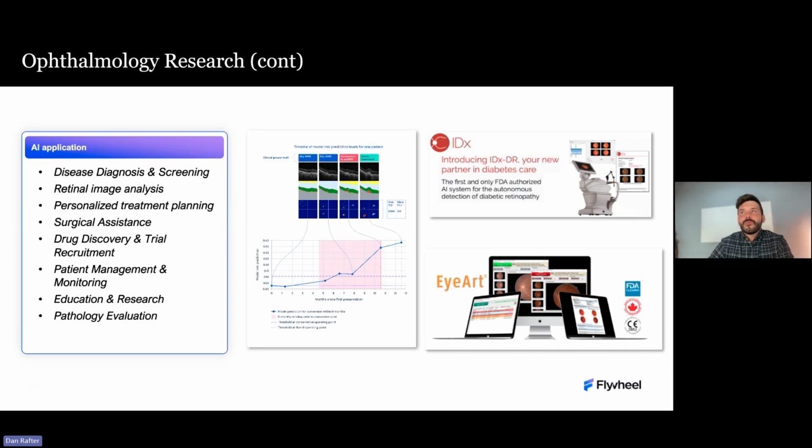Ultimately, we also are trying to apply AI. It is the hot button topic for everyone in the world right now, inside medicine as well as outside. And so when we start to think about ways in which AI can be applied, particularly in the ophthalmology space, there's a number of different ways that this can be used. Thinking about disease diagnosis and screening.